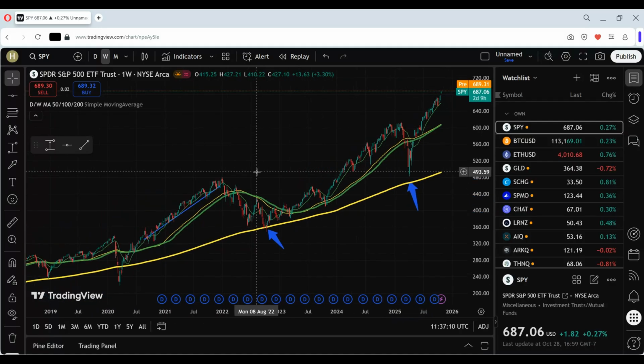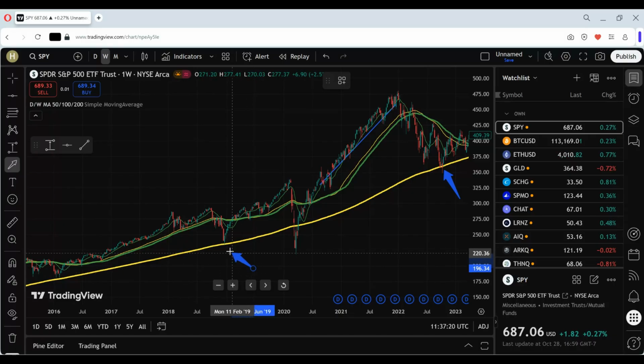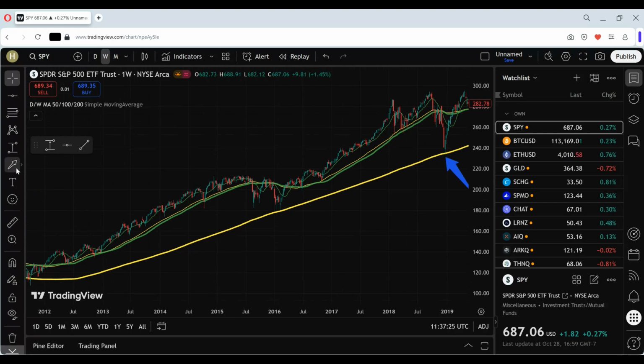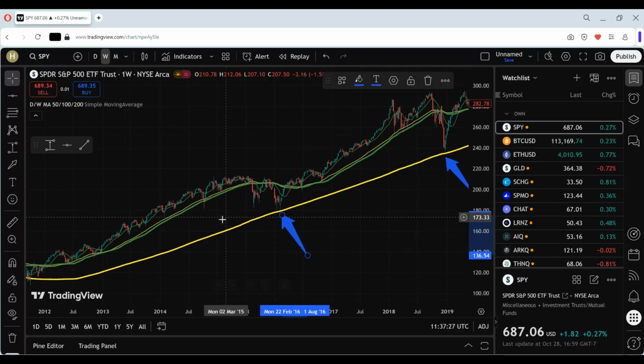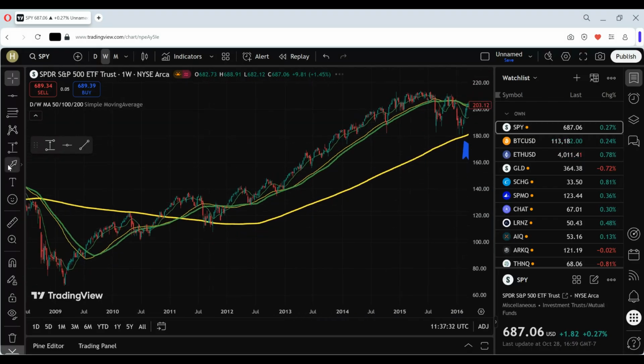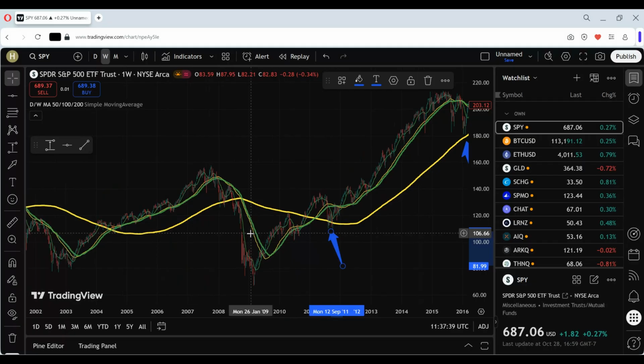So if we go back in history, here's COVID, and it broke through it. That was really scary, but only for a couple of weeks. If you look at 2019, we held it there. If we go back in time, 2016, we held the yellow 200-week moving average. So it's usually a good place to buy if you're not super afraid. We held it here in 2011, basically. And you can see if we ever get below it, that's a pretty good sign historically that you're in for a deeper market crash.